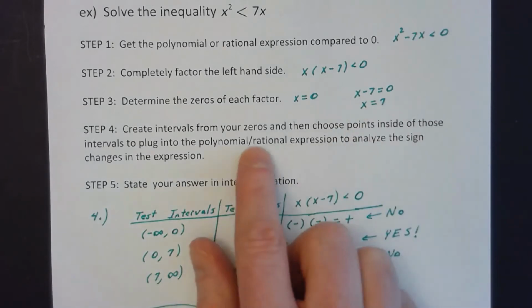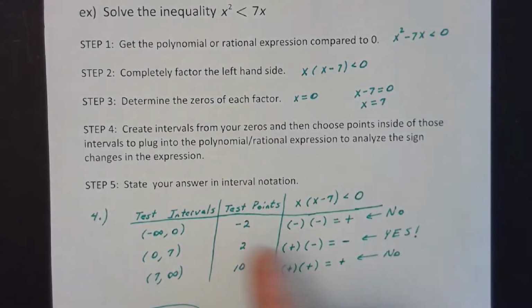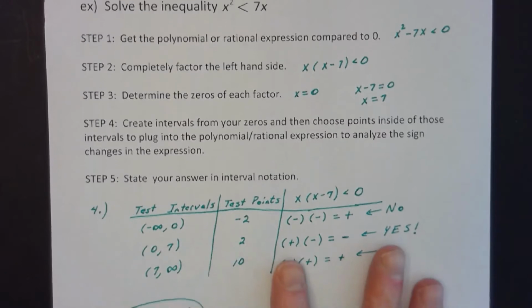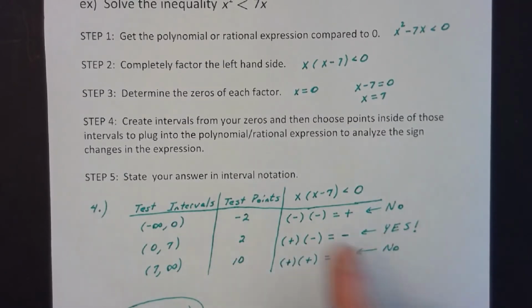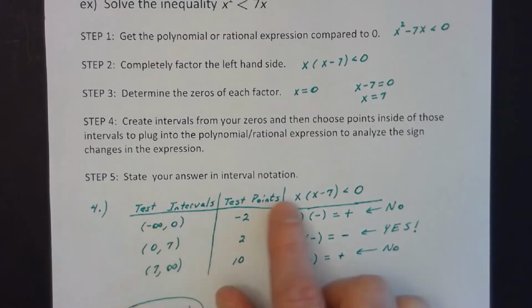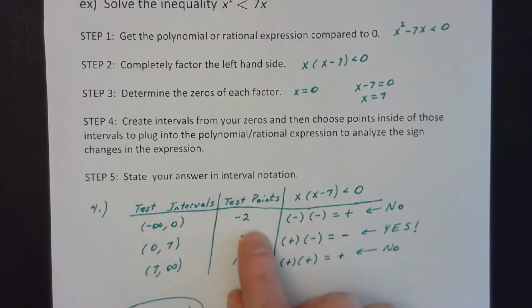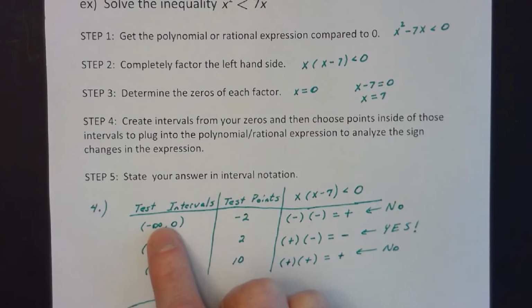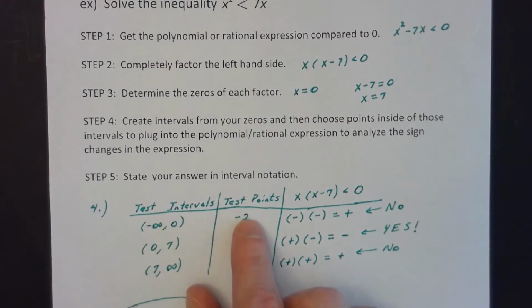Now, I'm going to create test points within each of these test intervals to represent that interval. The values I've chosen here, nothing special other than they are in the interval they're trying to represent. So you'll notice when I do test points here, a number between negative infinity and 0, I chose negative 2. Some number between 0 and 7, I chose a positive 2. And then some number between 7 and infinity, I chose 10.